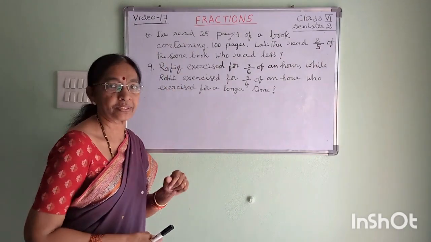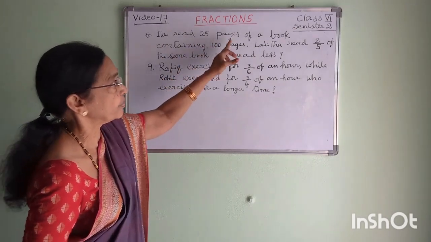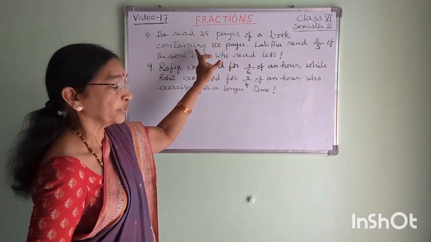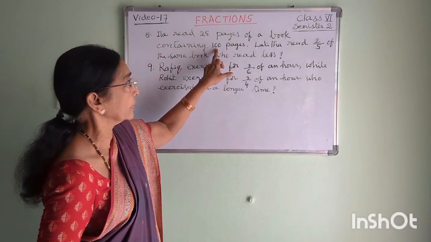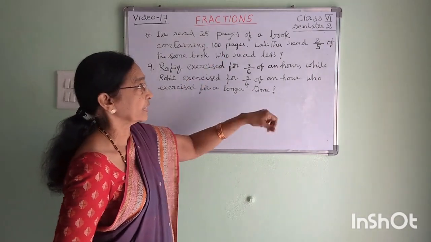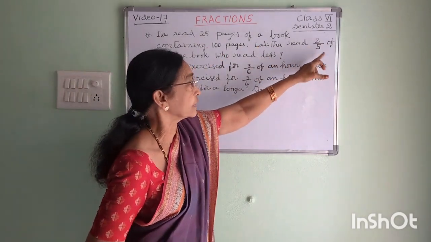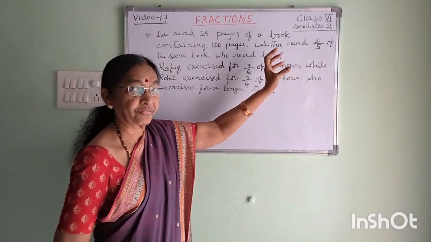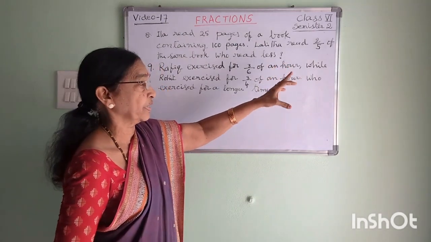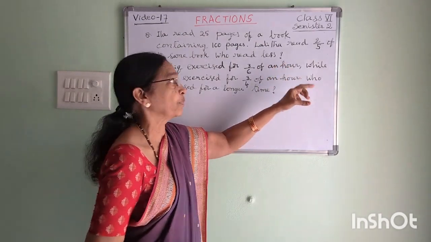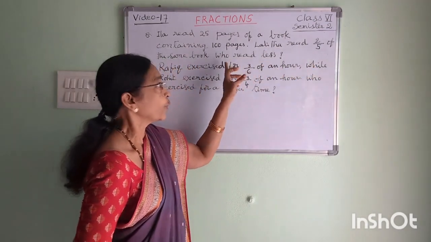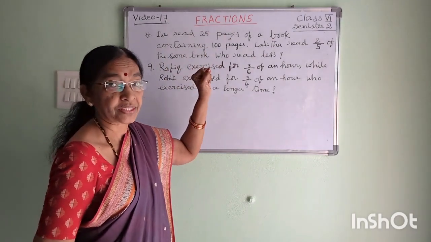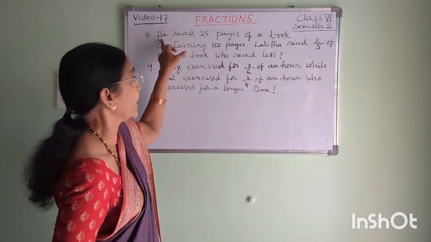The 8th problem is, Ayla read 25 pages of a book containing 100 pages. The total number of pages in the book is 100. She read 25 pages. Lalita read 2/5 of the same book. The fraction of the pages she read from the book is 2/5. Who read less? We have to write the fraction of pages Ayla read.